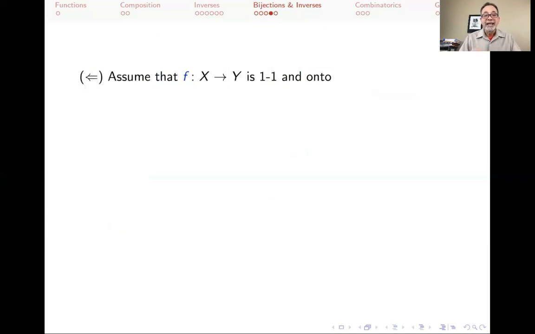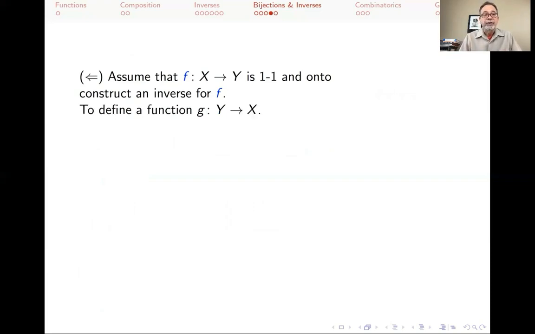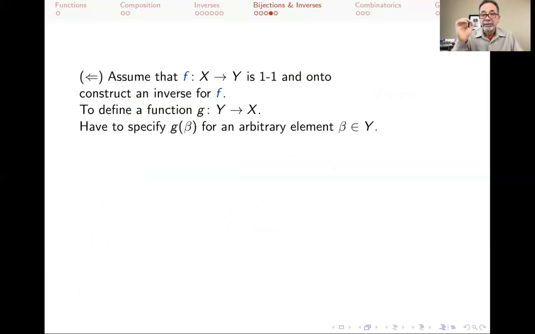Now the other side, if the function is 1 to 1 and onto, why does it have an inverse? We have to now construct an inverse. We have to say, how do I come up with this function that's the inverse for f? I need to define for you a function from y to x, and this is how I do it. You give me an arbitrary element of y, and I have to tell you what g of beta is. That's how you define a function. And so I say, give me something in y. So you give me beta.